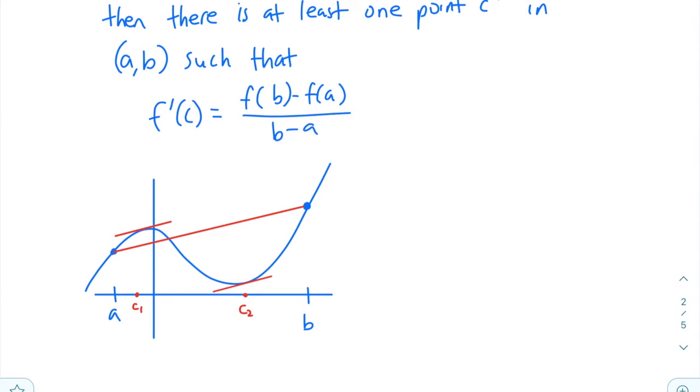So essentially you have this interval a and b. You find the secant line, and there is at least one c value there at which the slope at point c is equal to the slope of the secant line.